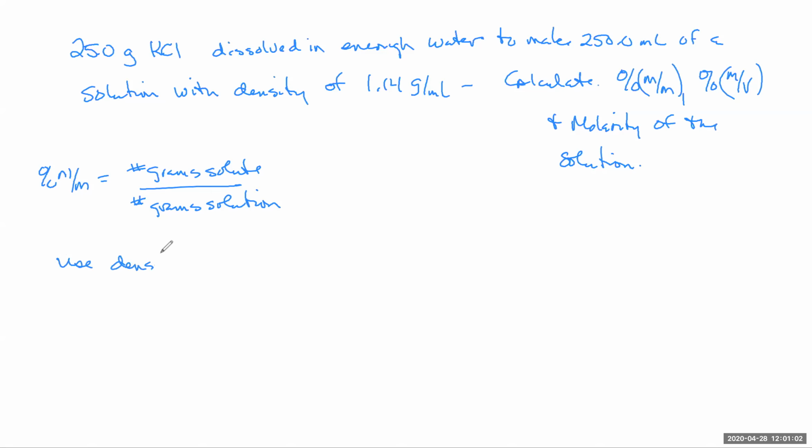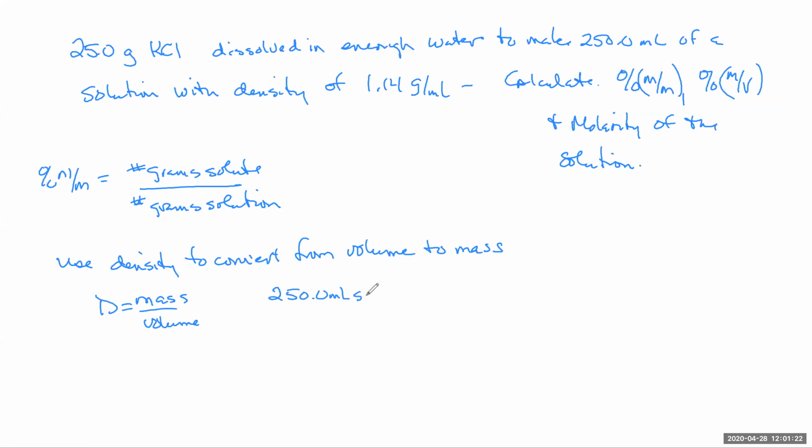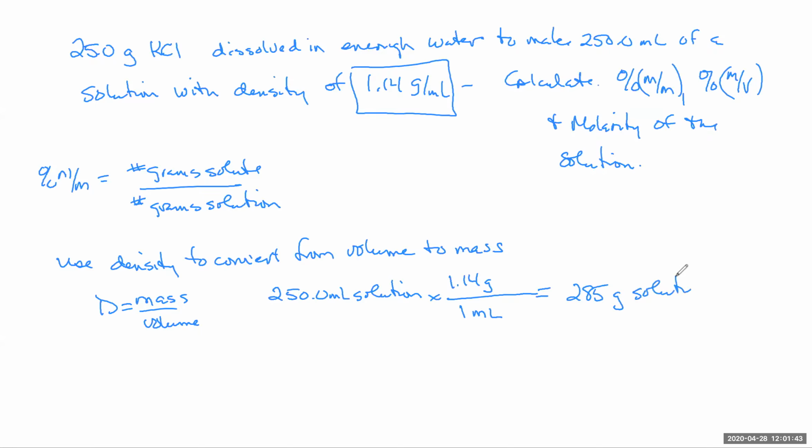So I'm going to use density to convert from volume to mass. Remember that density is equal to mass divided by volume. So it's a relationship between mass and volume. So I could say that my 250 milliliters of solution, I'm going to use my density as a conversion factor. My density is given right here in the problem, tells me that I have 1.14 grams of solution for every 1 milliliter. And I could calculate that out. And if I did that, what I'd have is 285 grams of solution.